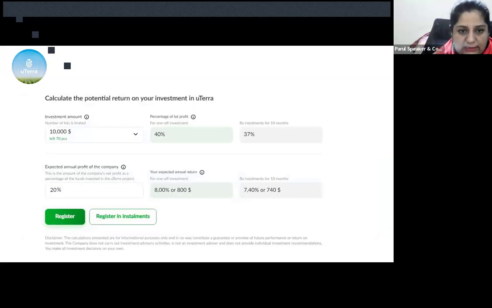First, understand how to calculate the potential return on your investment in uTerra. Just assume you have taken a package of $10,000, of which only 70 packages are left. The percentage of lot profit is 40% if you take the one-time investment. If you go for the installment over 10 months, it is 37%. So just assume that the expected annual profit of the company is 20%.